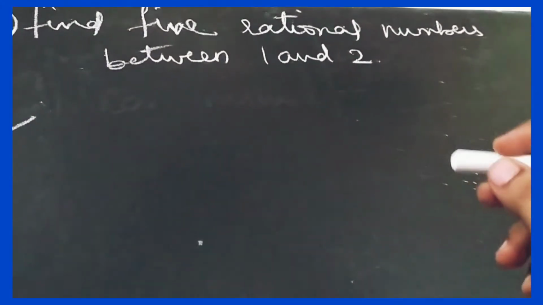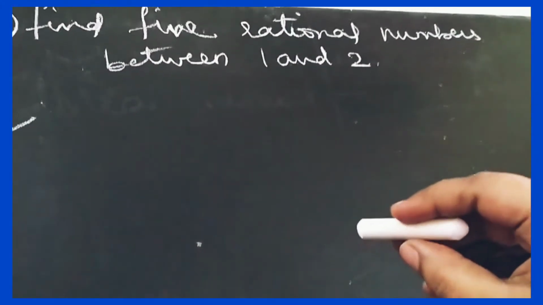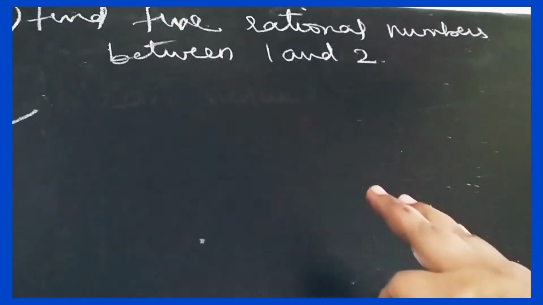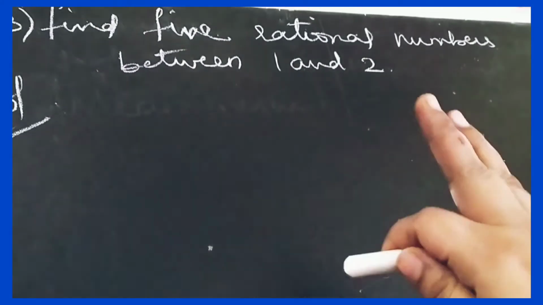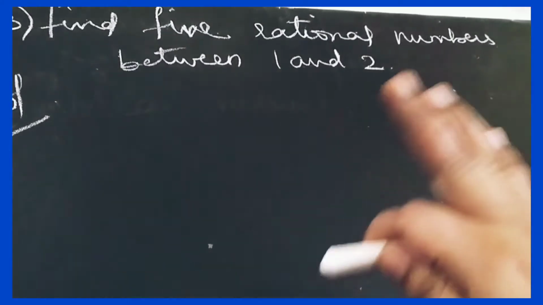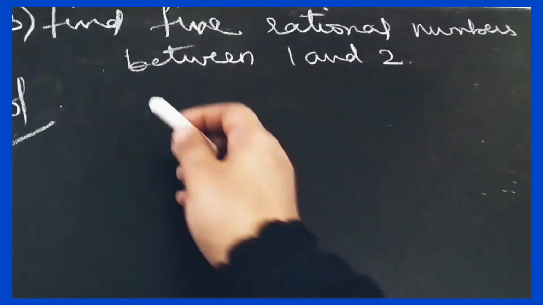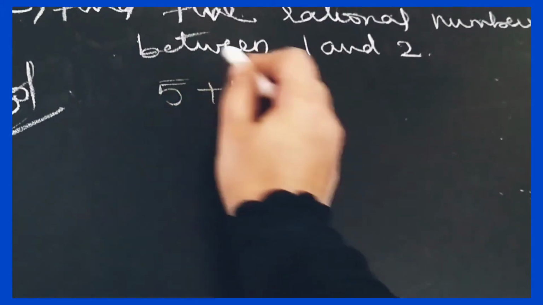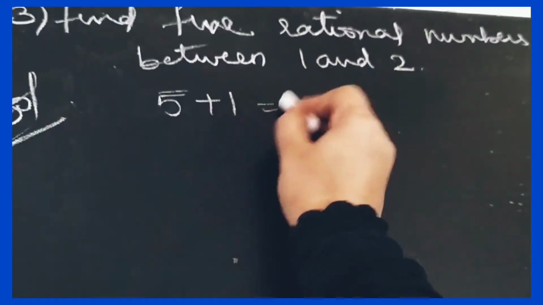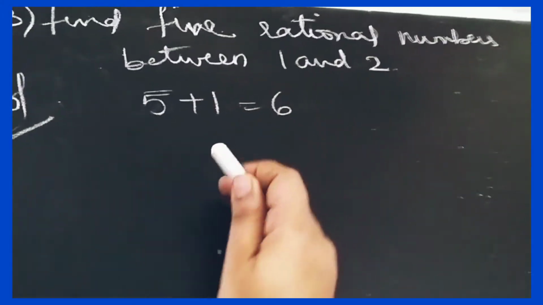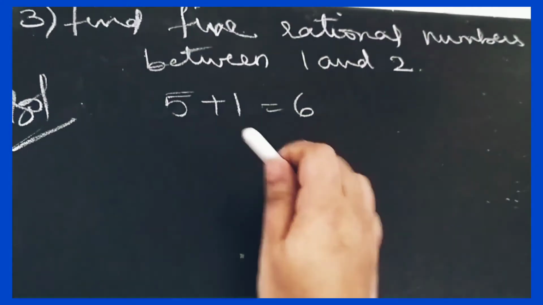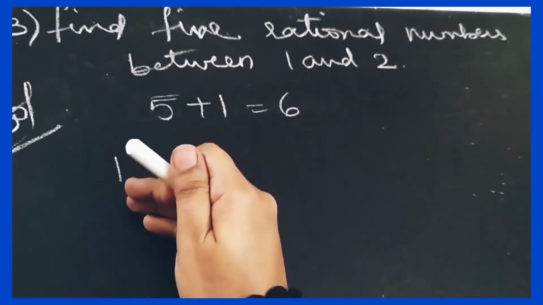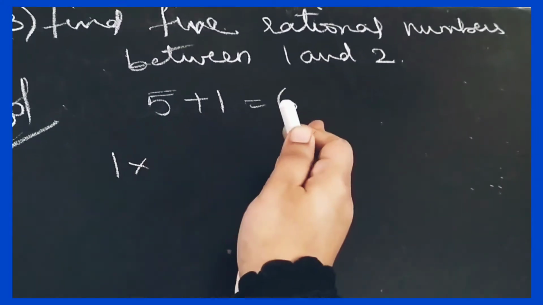The other option is to find 5 rational numbers in a single step. Since we want 5 rational numbers, we write 1 and 2 as rational numbers with denominator 5 plus 1. Here we have to find 5 rational numbers, so we write 5 plus 1. This is the condition we have to take. 5 plus 1 is 6. Now the first number is 1, so we have to multiply this 6 with this 1.